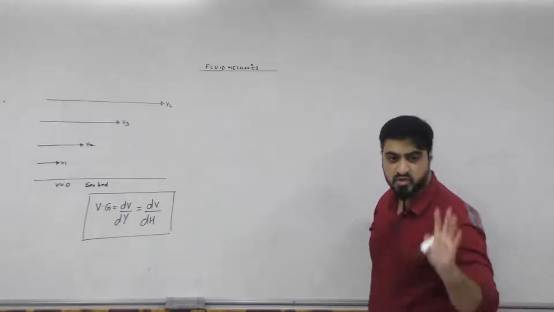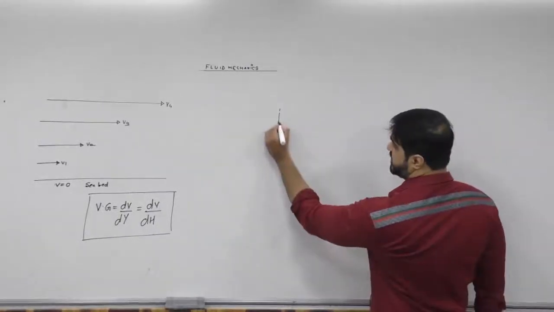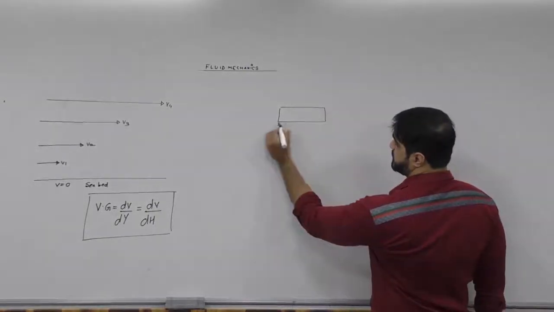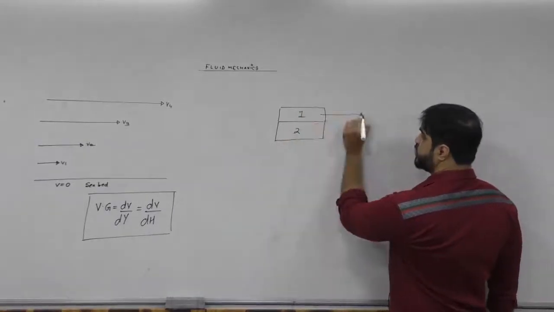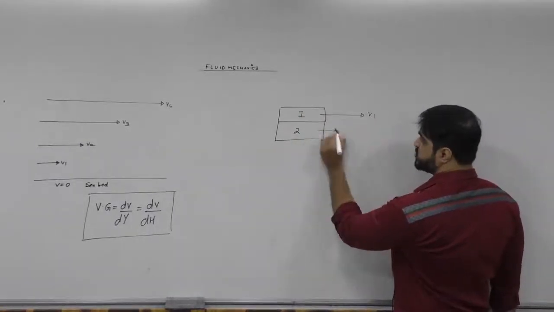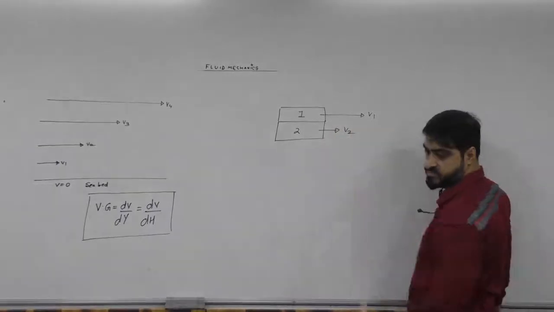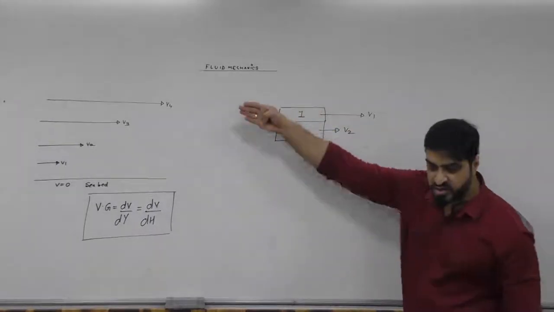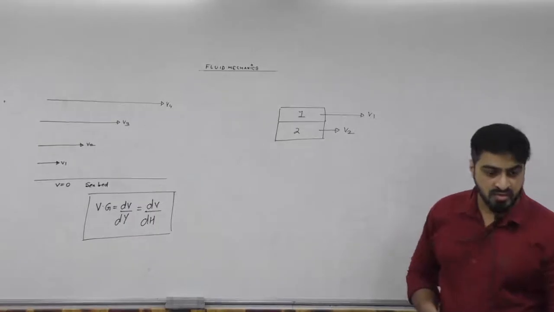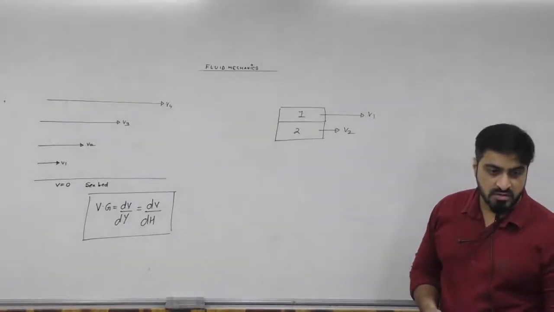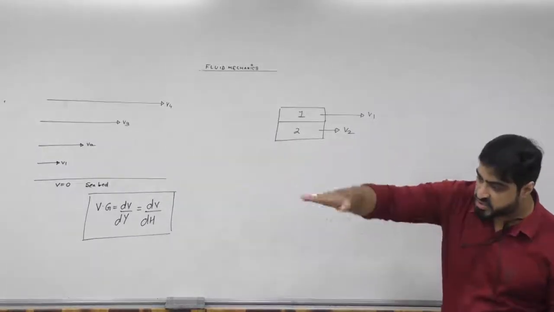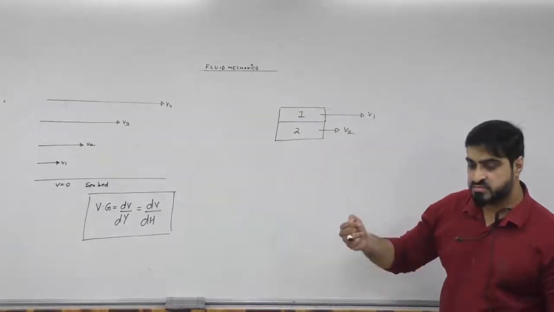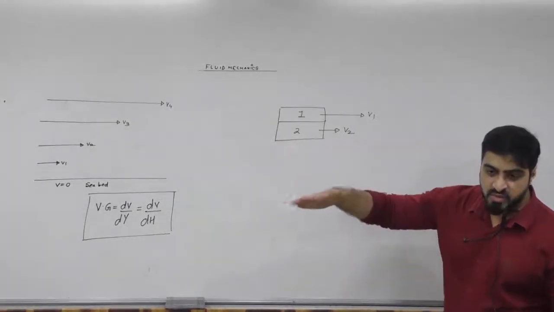Achha, now two layers hai. Listen. One liquid layer is this, and the second liquid layer is this. This is going with V1, you know it. And this is going with V2, which is less than V1. Upper layer always has more velocity. Waves are only on top of the river; if you go inside, there are no waves. Movement is maximum on the topmost layer.